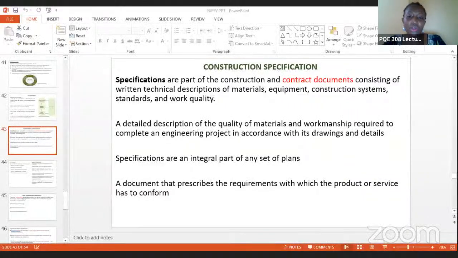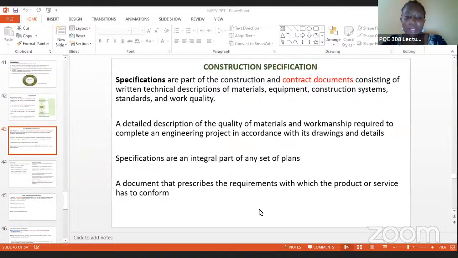Employ, all those things that are required to complete an engineering project. And of course, you have your structural drawings and detailings. So all those documents are parts of what we call a construction specification. Specifications are integral parts of any set of plan.